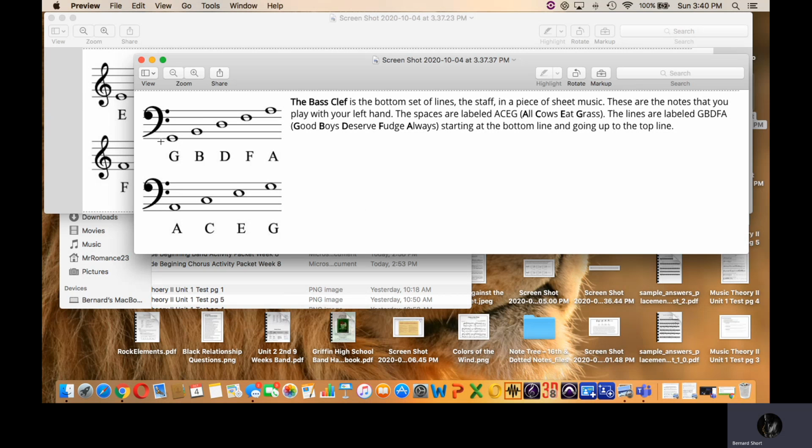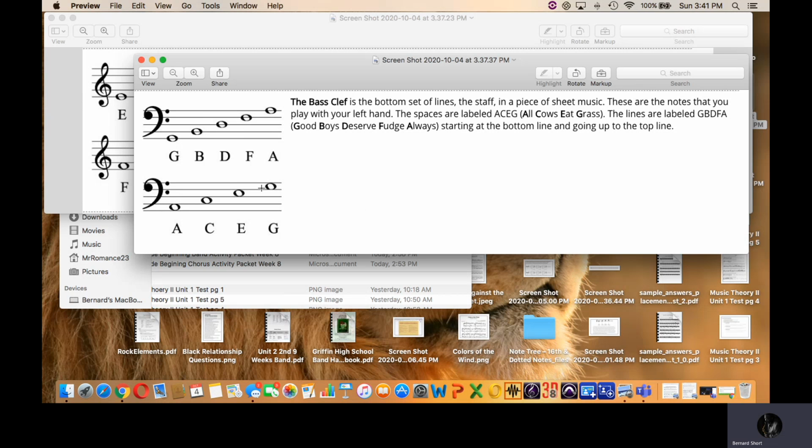Bass clef. Good boys do fine always. Or if you want to change it up, good boys deserve fudge always. However you want to do it, it's up to you. All cows eat grass. These are the lines and spaces of these clefs. You have to commit them to memory. You need to be able to read the treble and the bass clef for my class. Okay? Go ahead, same thing with this. Screenshot it, write it, lock it down.